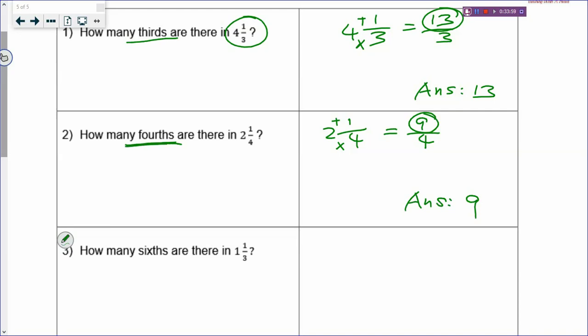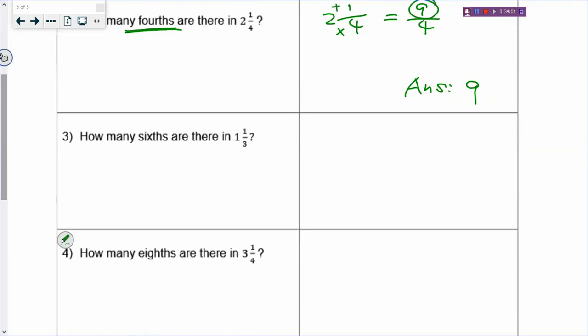Alright? Okay, how many sixths are there in 1 and 1/3? So for 1 and 1/3, you change it into an improper fraction as well. So you have 1 times 3, then 3 plus 1. That will be 4 thirds. Okay, this is 4 thirds.